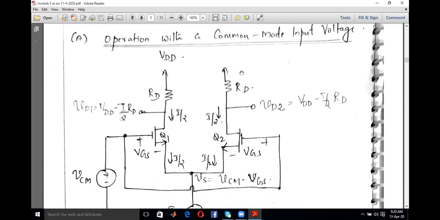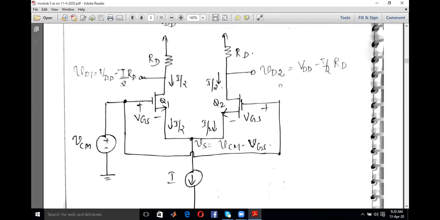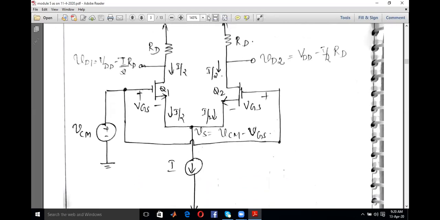Now, I told you there are two modes of operation. One is common mode and second one is differential mode. So first of all, we will be dealing with the common mode operation. So what is common mode? What is the change in the previous circuit and the present circuit? So this is a circuit of common mode operation. Can you observe any change here?